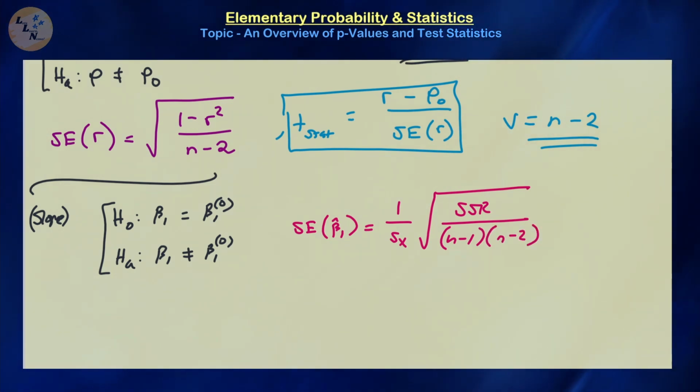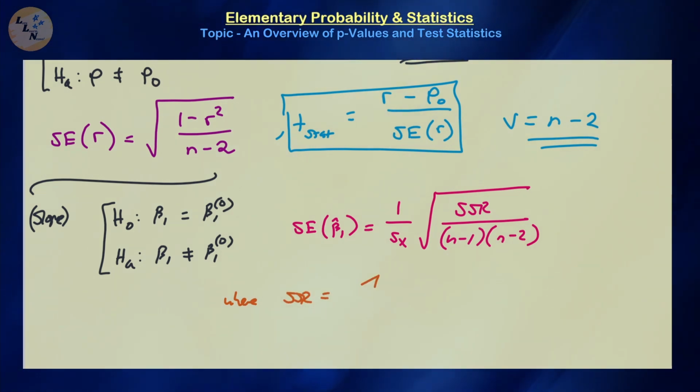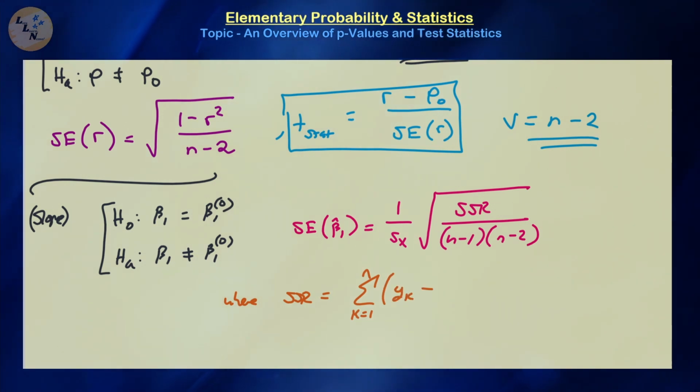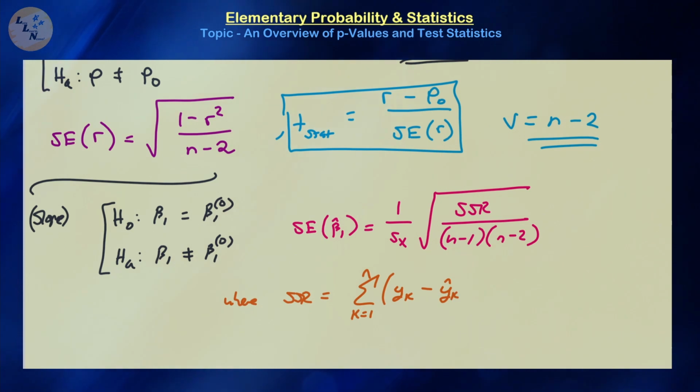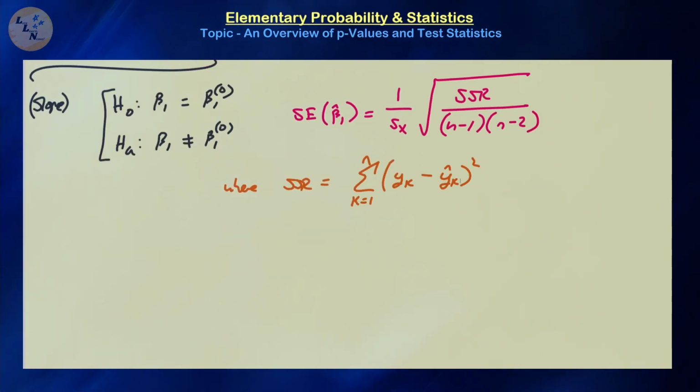So let's just recall what the sum of squared residuals is. The sum of squared residuals is going to be equal to the sum from k equals 1 to n of our response variable values minus the predicted values from our model, the difference squared, sum all of them up. Once you have your standard error, then we can compute again our t-test statistic.